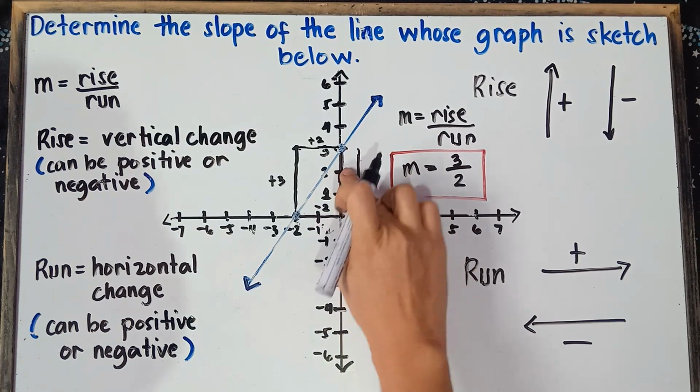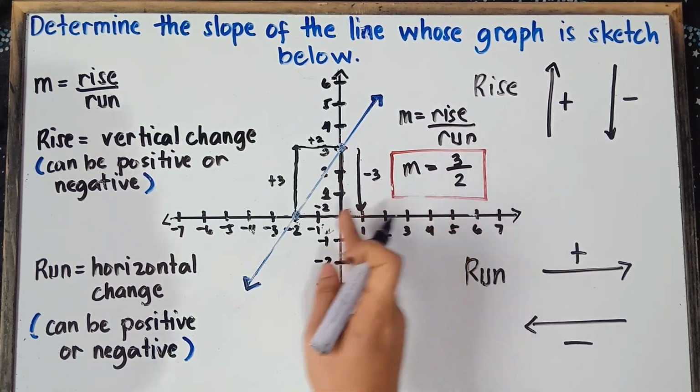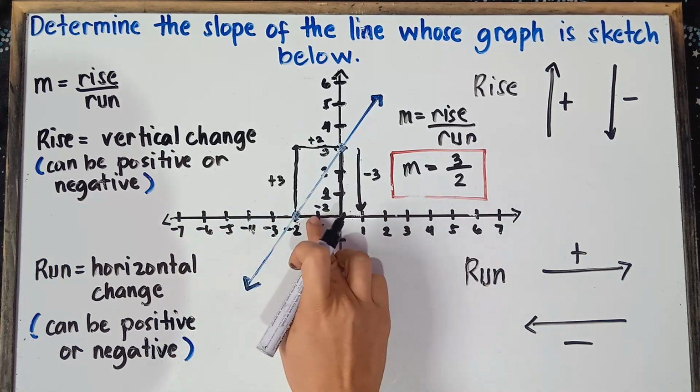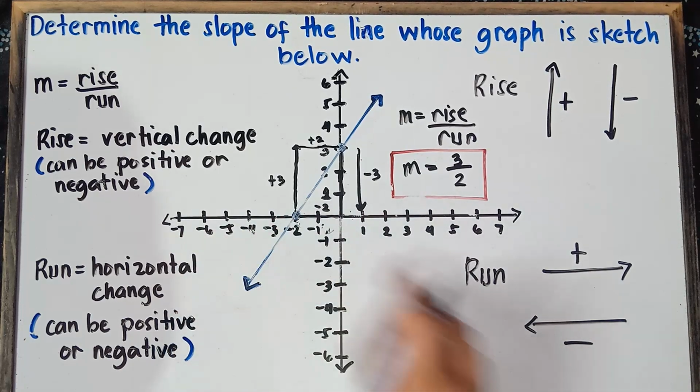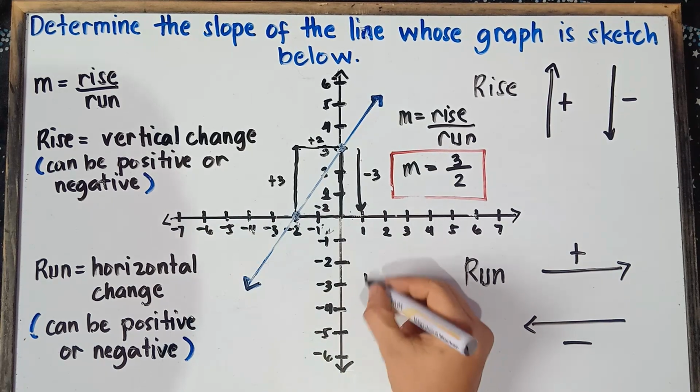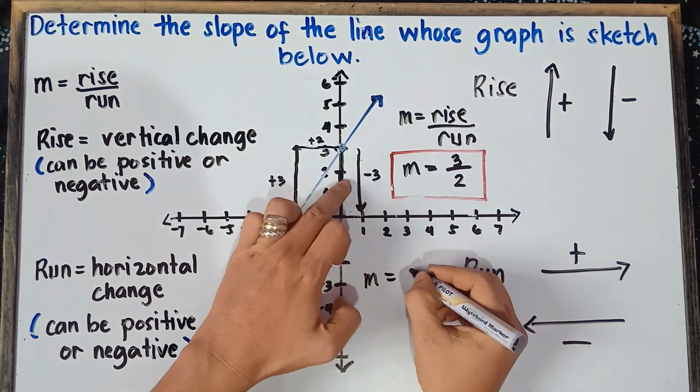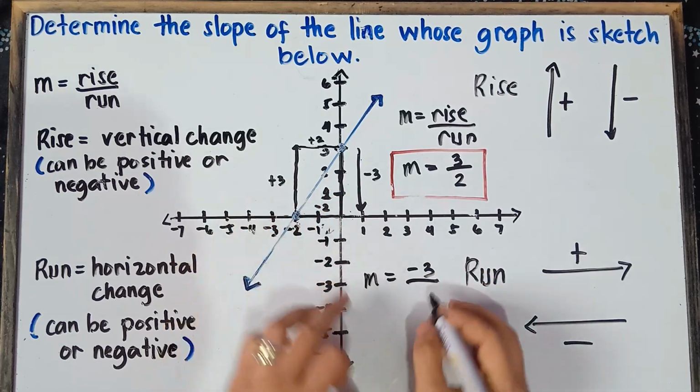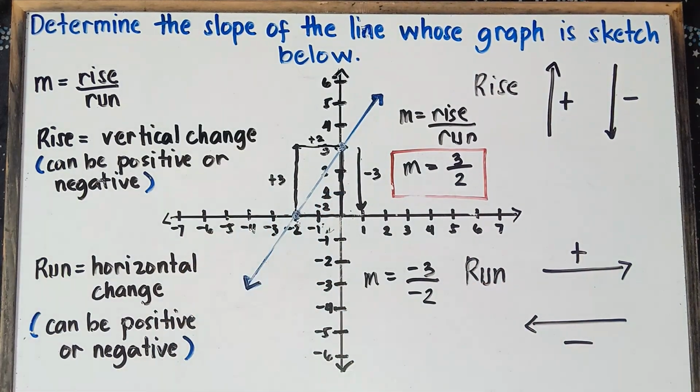Going downwards, that would be negative 3. And then going to the left, that would be 1, 2. Since going to the left, that would be negative 2. So our rise would be negative 3 and our run would be negative 2. Now, can we divide negative 3 by negative 2? Nope, we cannot reduce. Now, how about the sign, class? Can we divide negative by negative? Yup, we can divide the signs.